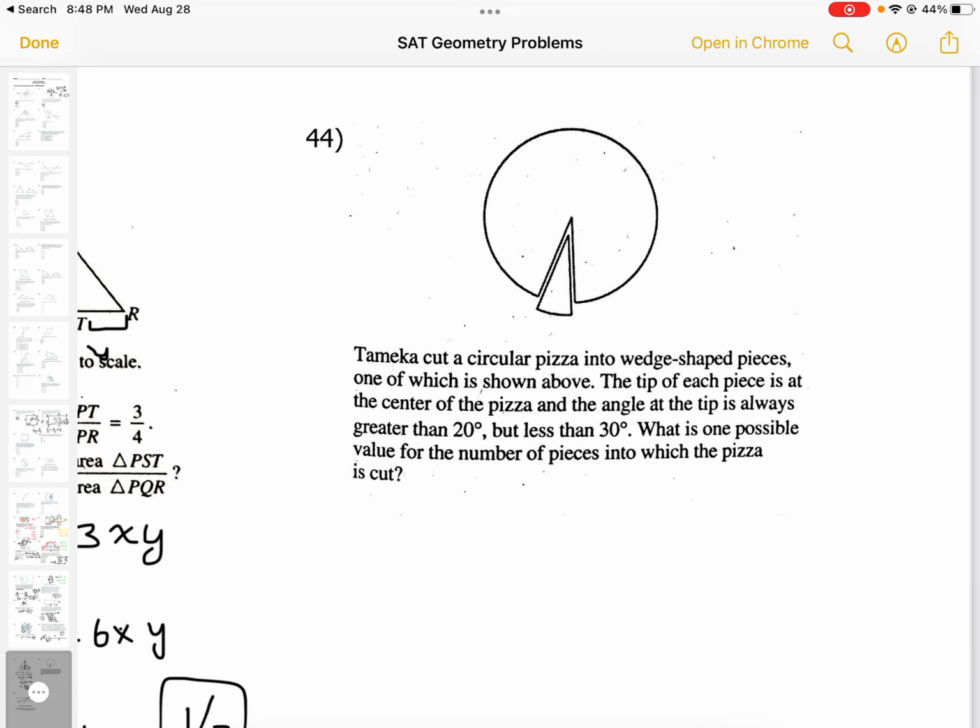Number 44. Tamika cut a circular pizza into wedge-shaped pieces. The tip of each piece is at the center of the pizza, okay, but the angle at the tip is always greater than 20 but less than 30. What is one possible value for the number of pieces into which the pizza is cut?